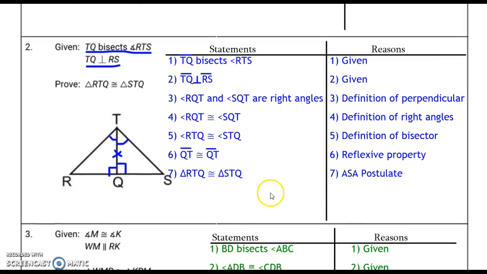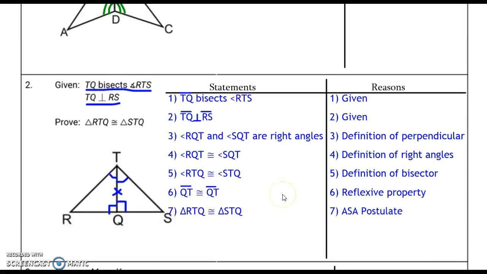Everything else should be pretty straightforward by now. We're using the reflexive property for the side that is congruent to itself, that shared side. We are using the definition of bisector because it says up here bisector. No big deal. All right, take a look at question number 3. Try to do that, and I'll show you the answer in a moment.